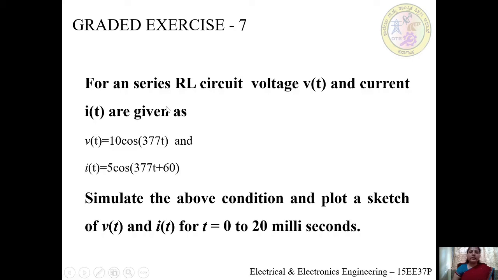So the given graded exercise is like this. For a series RL circuit, voltage V of t and current I of t are given as. So there are two expressions given here. Need to simulate the above condition and plot a sketch of V of t and I of t for t is equal to 0 to 20 milliseconds. So the time period is clearly mentioned in the question. Then they have also given expression for voltage and current.